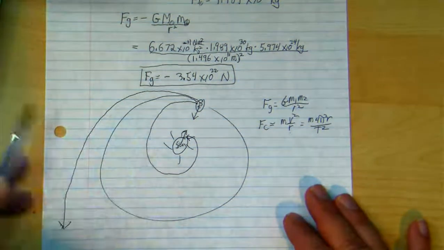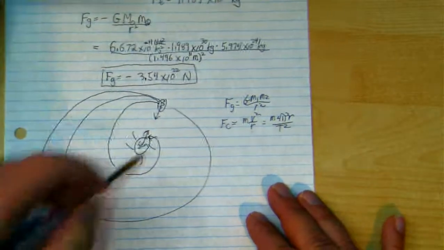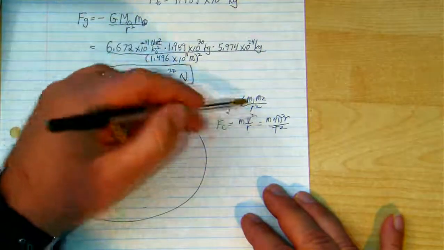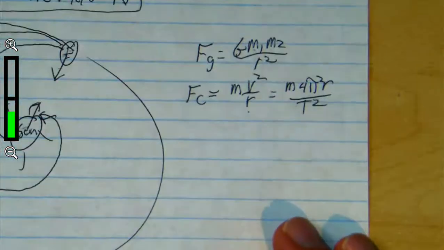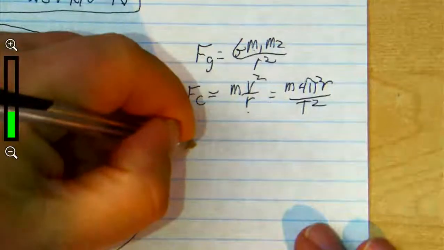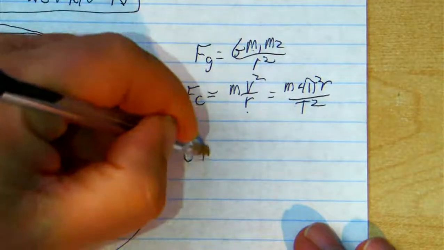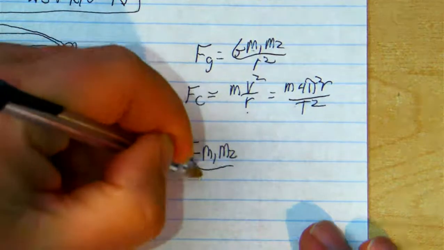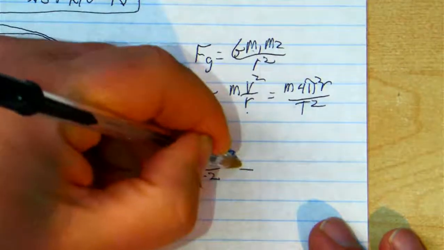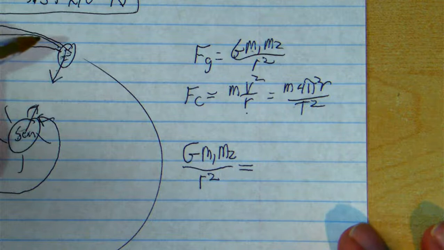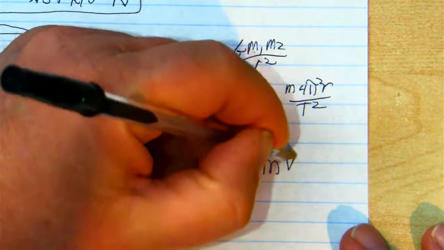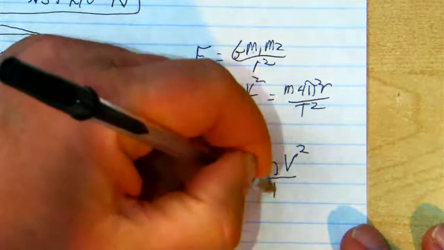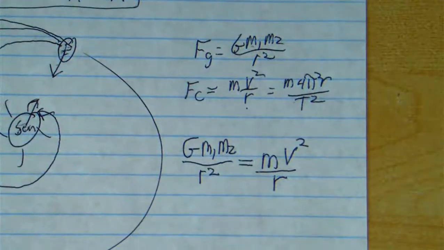So from that, you should conclude that these two forces can be set equal to each other in magnitude. Newton's law of universal gravitation, G m1 m2 divided by r squared, can be set equal to the centripetal force, which is m times v squared divided by r, in terms of magnitude.